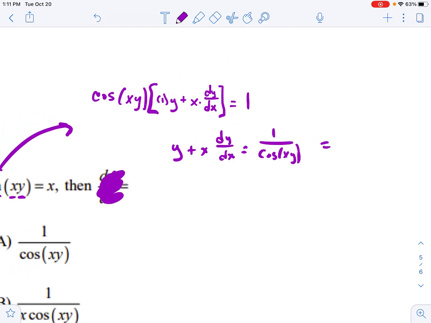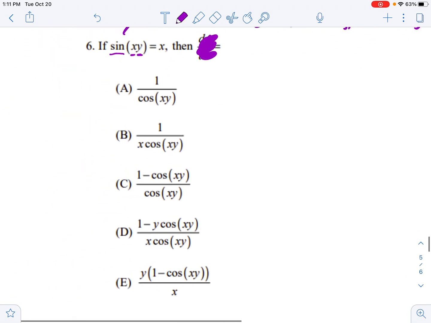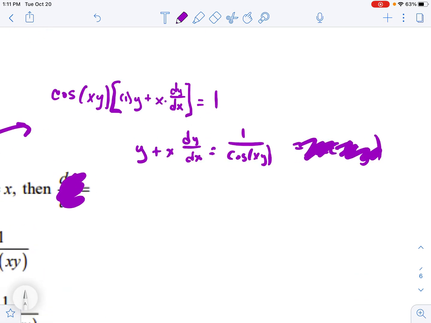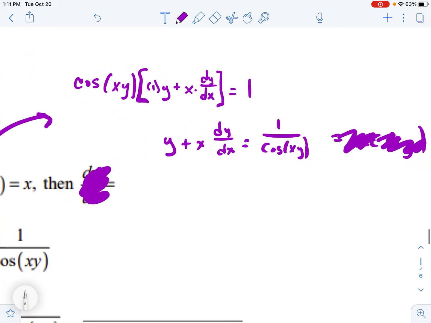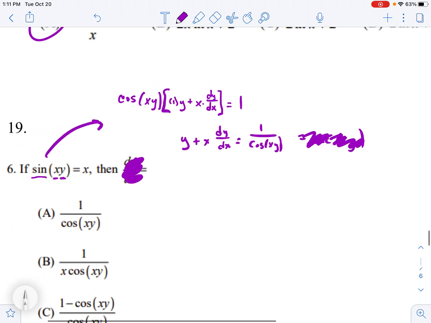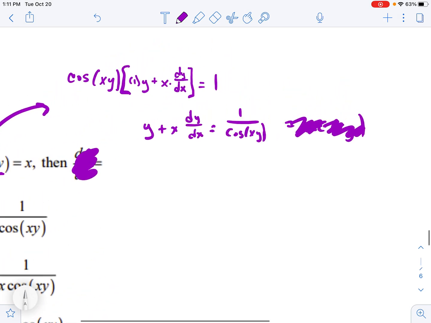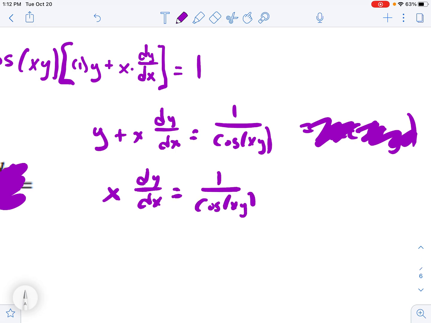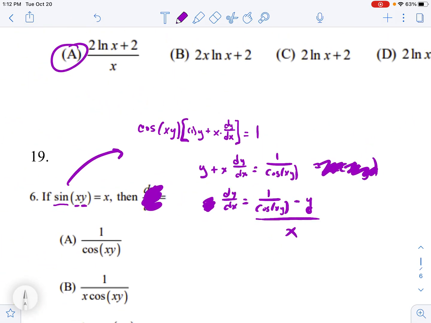When I see 1 over cosine, I do think secant. And as I look at my answer choices, they don't have secants in them. So I don't think we need to worry about going that route here. But again, just little things to be aware of. Multiple choice answers can often be rewritten with other trig functions, so just be careful, okay? In any event, we're happy with cosine xy. That's in all our answer choices. I'm going to subtract the y. And now I'll divide everything by x. Okay, and there's our answer.